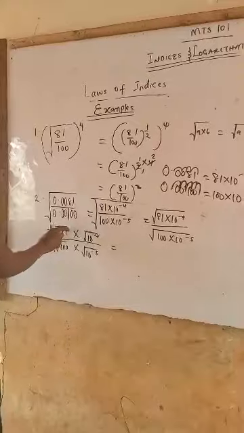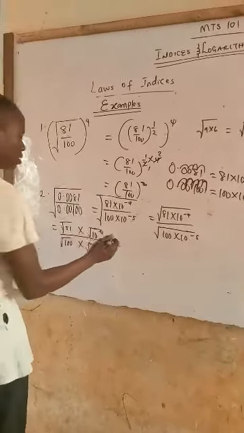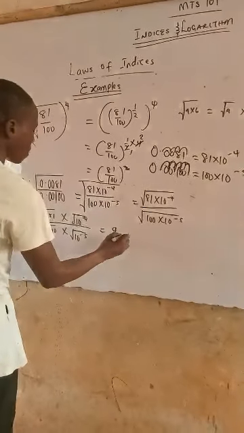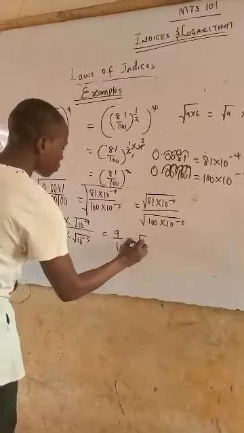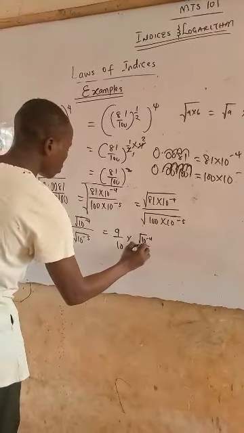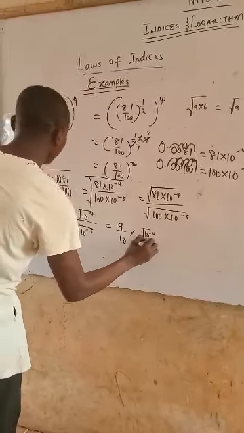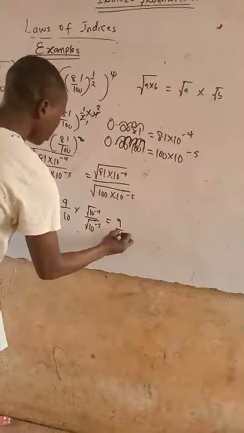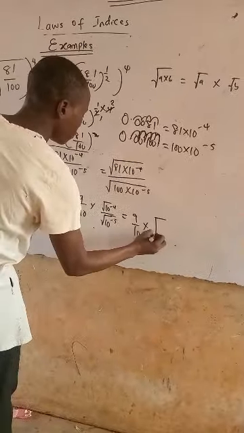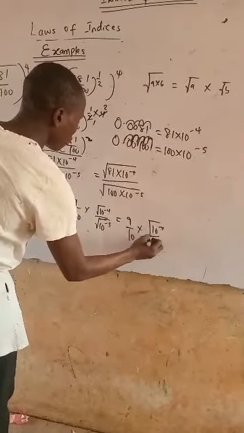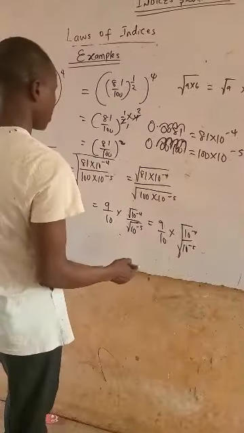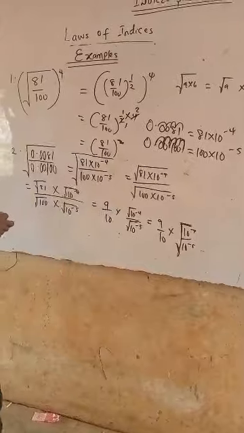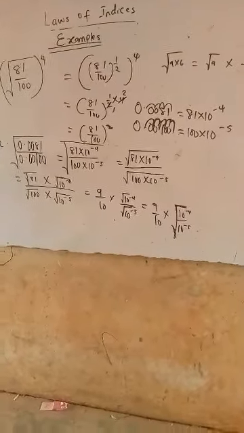Okay, now square root of 81 is simply 9, and square root of 100 is simply 10. So it remains square root of 10 raised to the power of minus 4 over square root of 10 raised to the power of minus 5. Then I can write this as 9 over 10 multiplied by square root of 10 raised to the power of minus 4 over 10 raised to the power of minus 5. That is, I use the square root to cover both the numerator and the denominator.